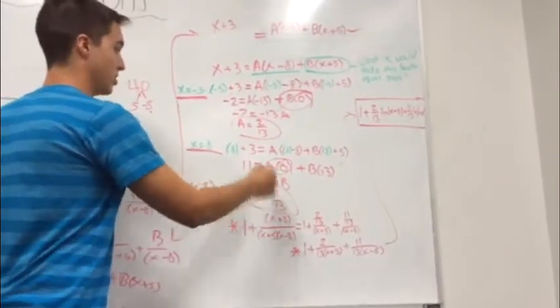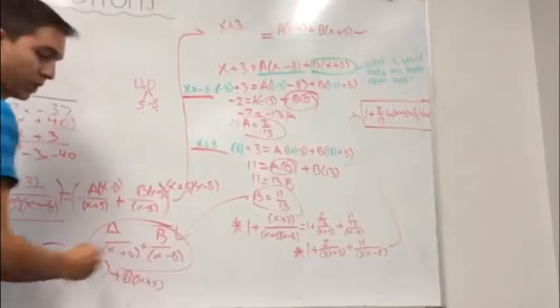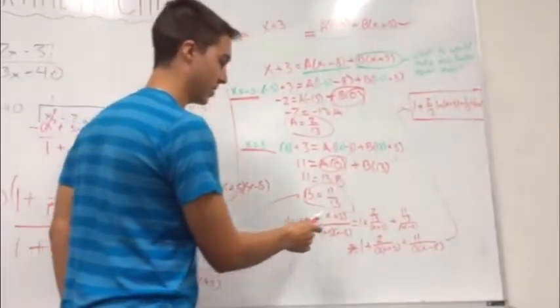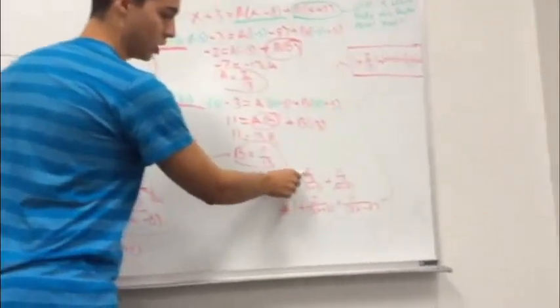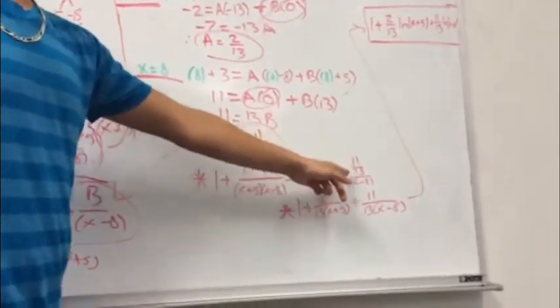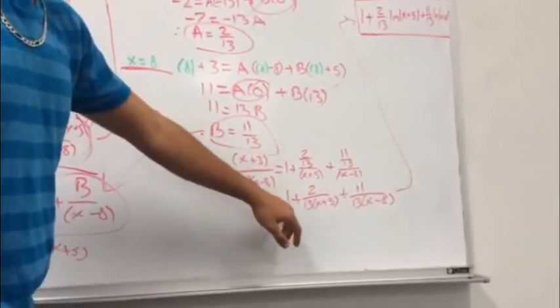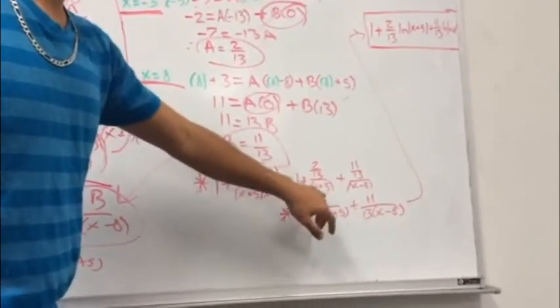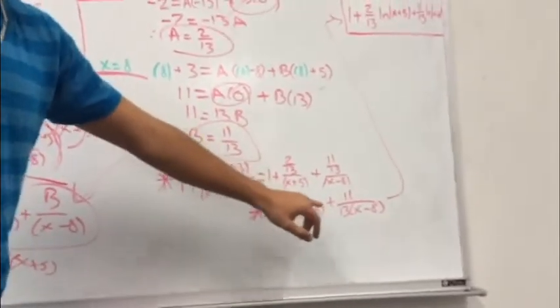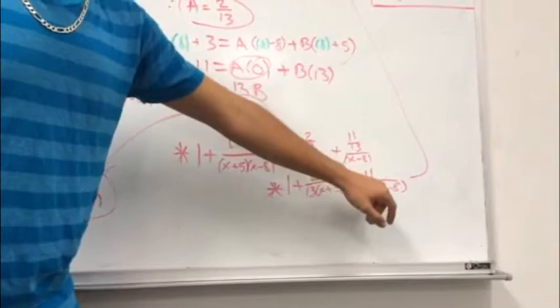Now what we're going to do with these two answers is plug them back into this equation. What we're left with after that is 1 + (2/13) divided by (x + 5) + (11/13) divided by (x − 8). In order to simplify that, we get 1 + 2/13 times (x + 5) + 11/13 times (x − 8).